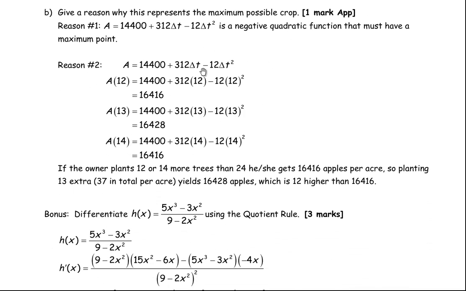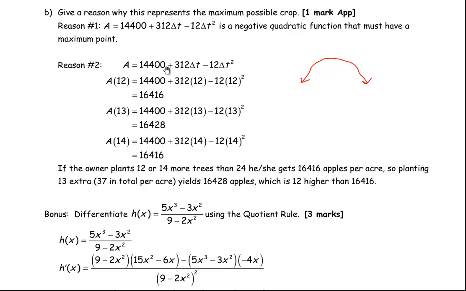Now in B, you're asked to give a reason, and I have 2 listed here, why this represents the maximum possible crop. And so reason number 1 is that this, the undifferentiated function, the apple function, if you will, is a negative quadratic. And a negative quadratic, if you graph it, looks something like this. It's a parabola that opens down. And so it has a maximum point, not a minimum point. And so that's one reason why what we got for our solution would be the highest possible number, the maximum.